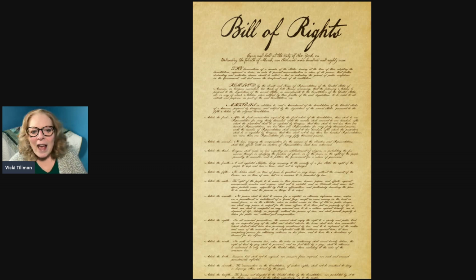Amendment 12 talks more about the election of the president and the vice president. This came about in 1804, and it goes into a lot of details. It talks about electors and all. We need more time to deal with that, so we will do that in a separate lesson.